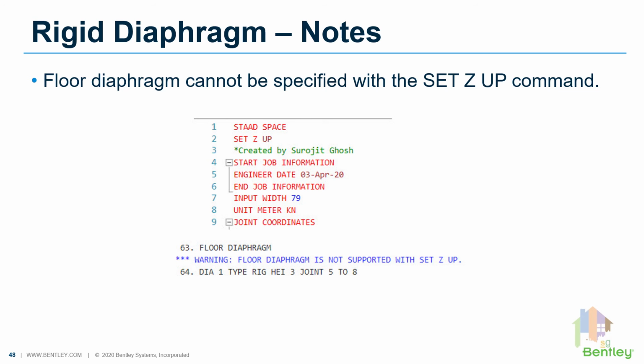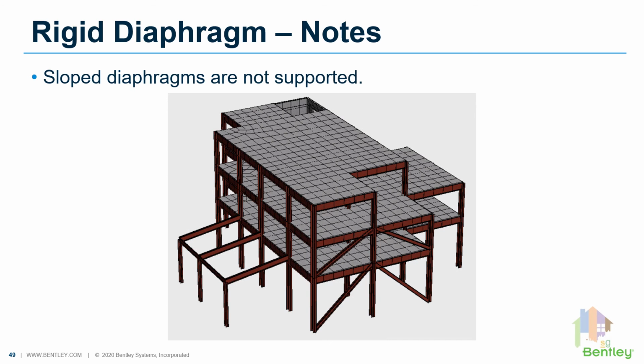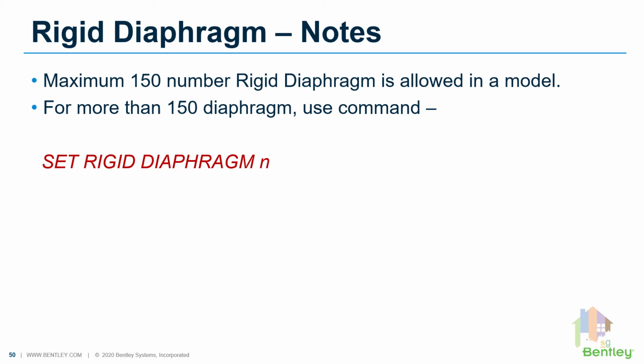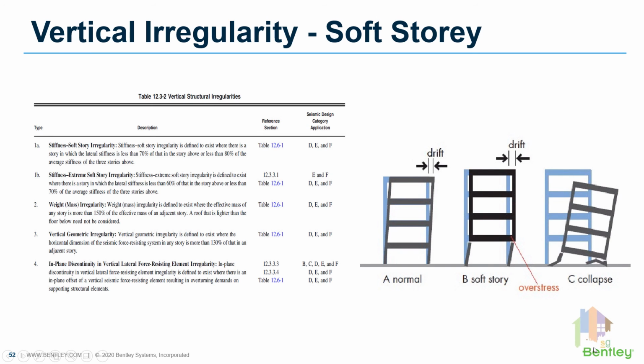Diaphragm does not work with the set ZUp command. So if you plan to rotate your global axis using the set ZUp command, then you cannot use this facility. You can use the perform rotation command rather than the set ZUp command, which works fine to rotate the global axis system. Sloped diaphragms are not supported. Only horizontal planes can be specified as diaphragms. Finally, a maximum of 150 diaphragms can be specified in a model. Well, this is a large number. Still, if you want to specify more diaphragms, you can specify that using the set rigid diaphragm option at the beginning.